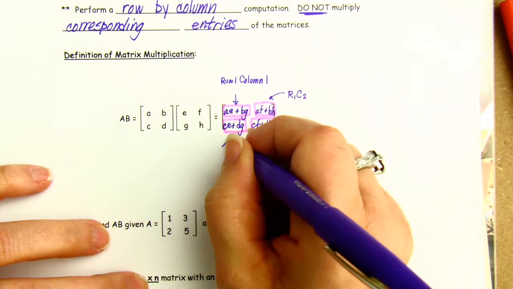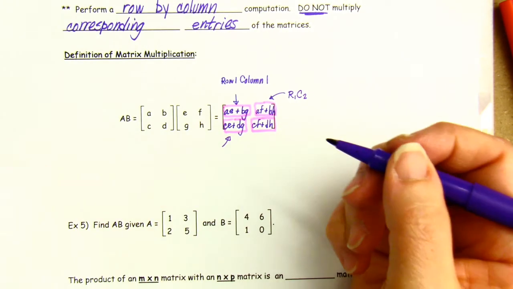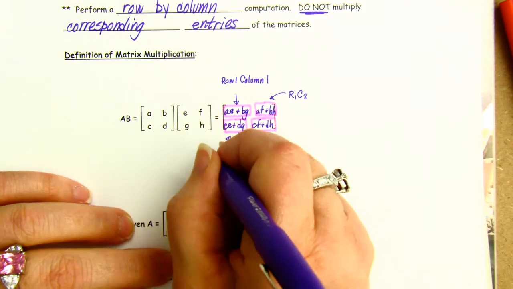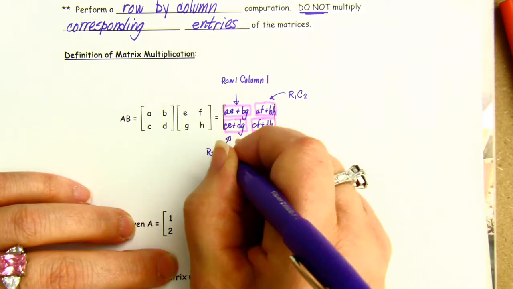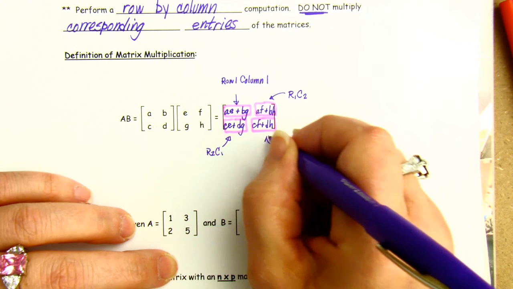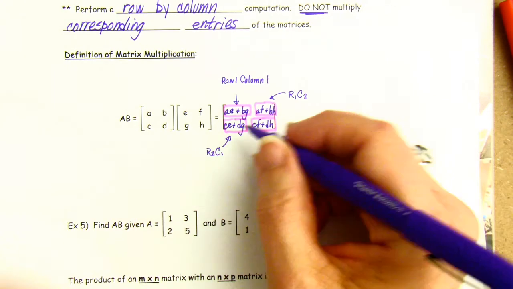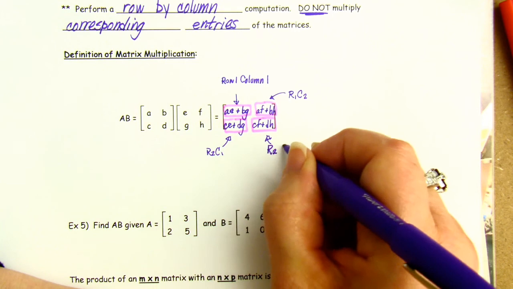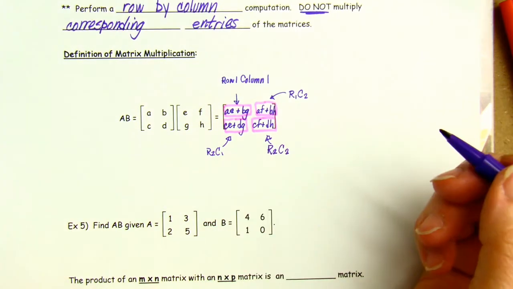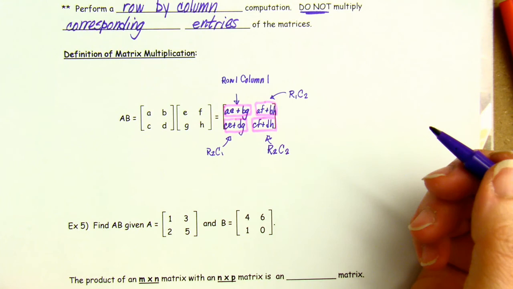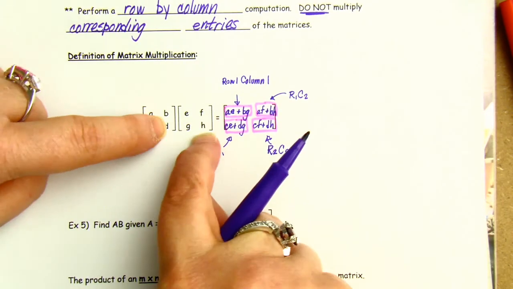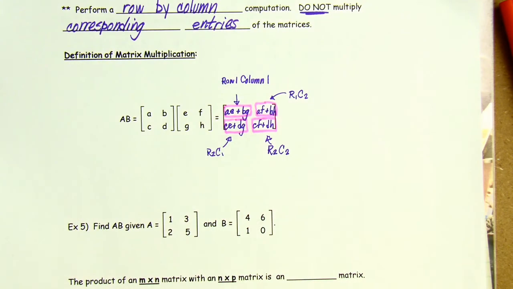And this entry in the output, the final matrix, is row 2, column 1. So it makes sense I'm going to get it by multiplying row 2 with column 1. And then finally, this entry, which is in row 2, column 2, would come about by multiplying row 2 with column 2. Okay, and double check it again. Row 2 with column 2 would be C with F, D with H, and that's what that says there. And you add the products after you compute them.